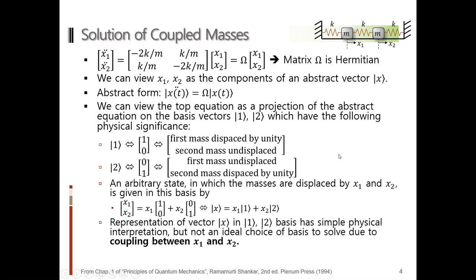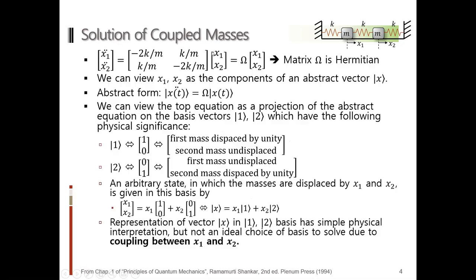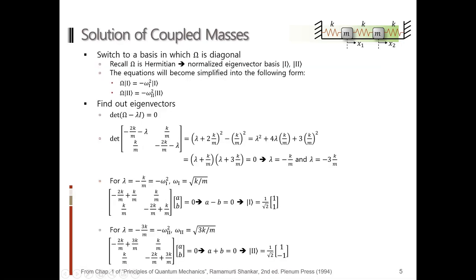Instead, what we can do is turn this problem into an eigenvalue problem, and then try to solve it in the eigenbasis. In that case, the omega operator, or this matrix, will turn into a diagonal form. And once it becomes diagonal, the two eigenmodes will be decoupled from each other. So let me work out some more details on this page.